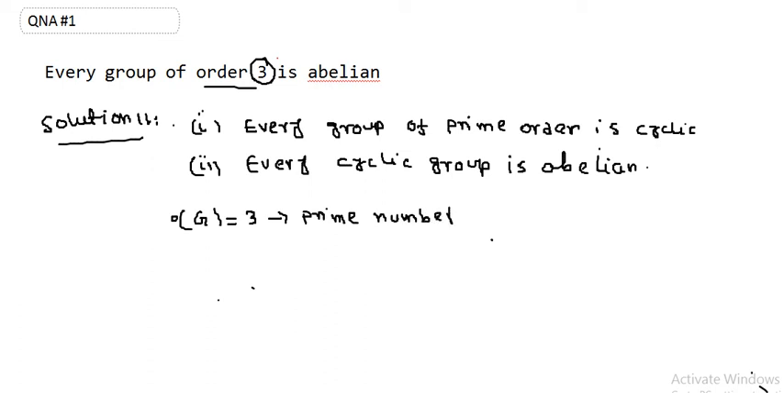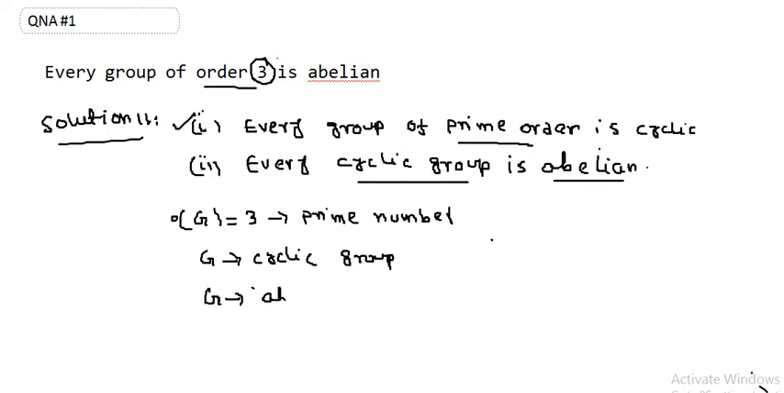So from the first result, because every group of prime order is cyclic, every group of order 3 is cyclic. So G is a cyclic group. Remember that every group of order 3 is cyclic. Now from the second result, every cyclic group is abelian. So from there you can easily conclude that G is an abelian group. This is a very simple abelian group, but this is a clever way. You have to use these two procedures, 1 and 2.